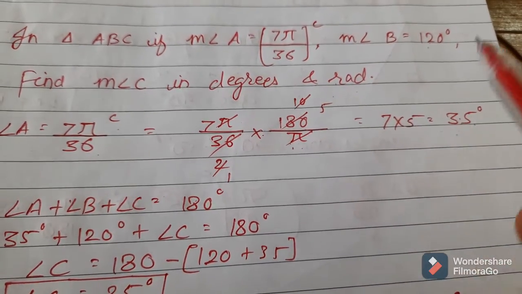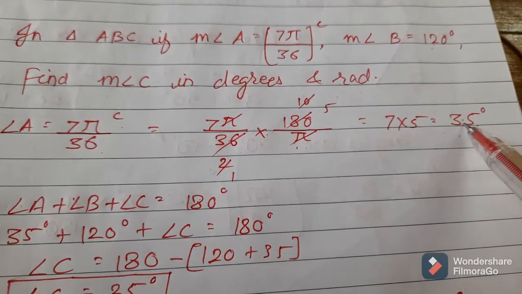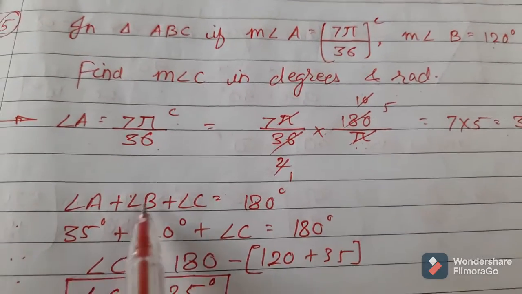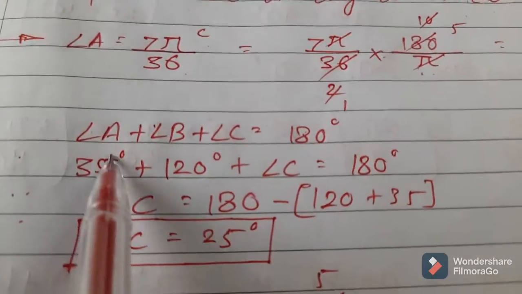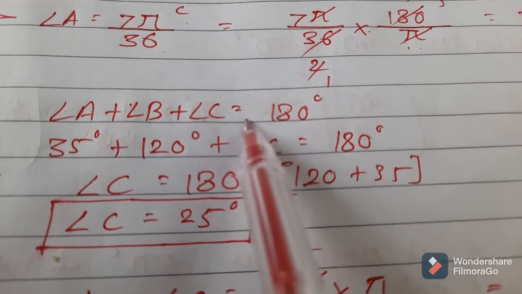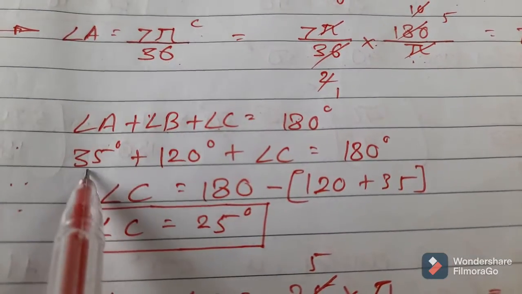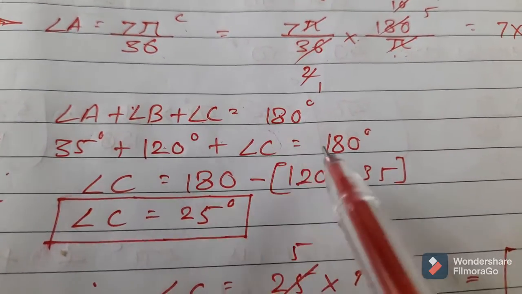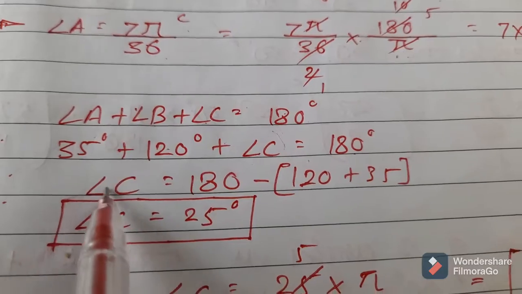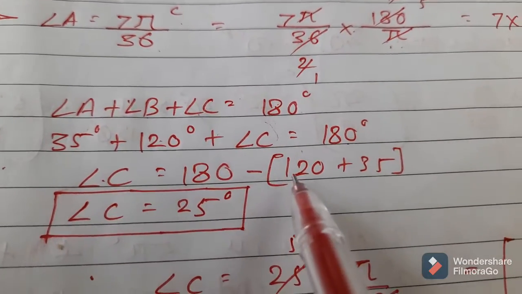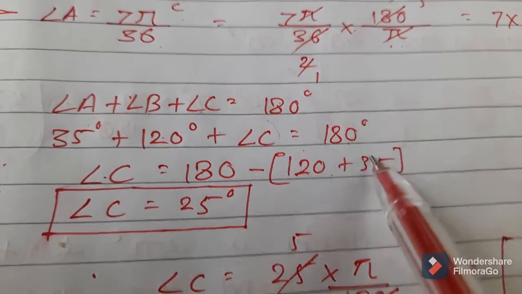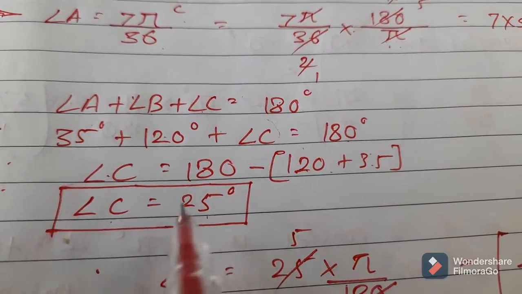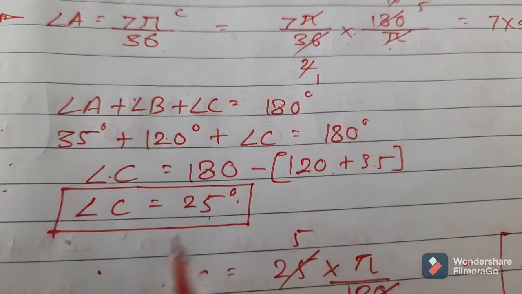So now we have two angles, one is 120 degrees and the other is 35 degrees. We know that the measure of all three angles of a triangle is 180. So we assume angle A plus angle B plus angle C is equal to 180 degrees. Now 35 degrees and 120 degrees plus angle C, which is the third unknown, is equal to 180 degrees. Hence angle C is equal to 180 minus (120 plus 35), that is 180 minus 155. Hence angle C is 25. So the remaining third angle is 25 degrees.